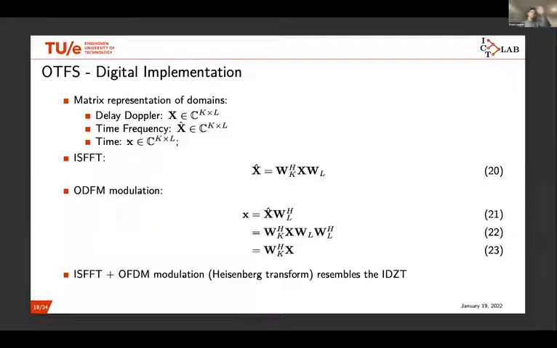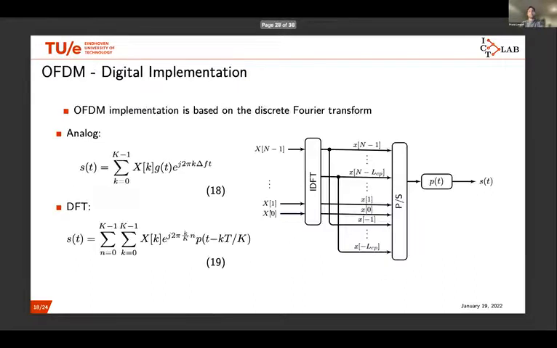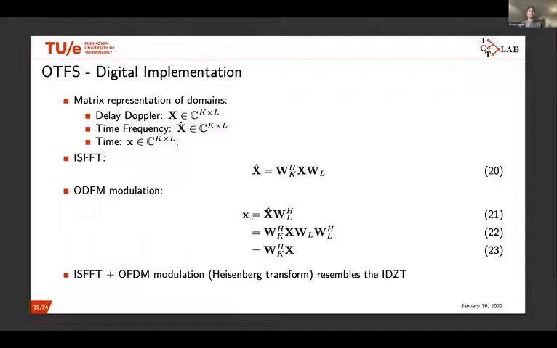Where we have in the rows the L samples, like the first L samples are in the first row and so on. When we use this notation, we can see that the inverse symplectic finite Fourier transform is nothing else than applying an inverse Fourier transform to the left of this matrix X in the delay Doppler domain and a Fourier transform to the right of the matrix X. And the OFDM modulation here in this case would then be applying the inverse Fourier transform to the right of this matrix. But if we use this relation here, we get a unit matrix and it ends up to be like this.